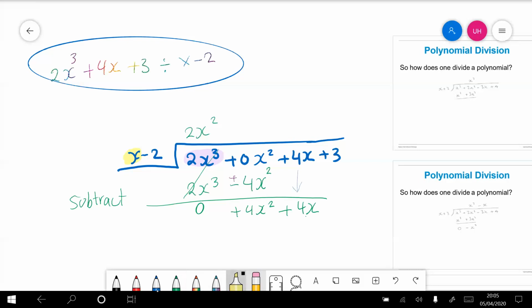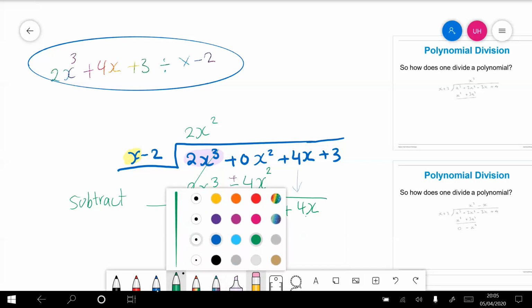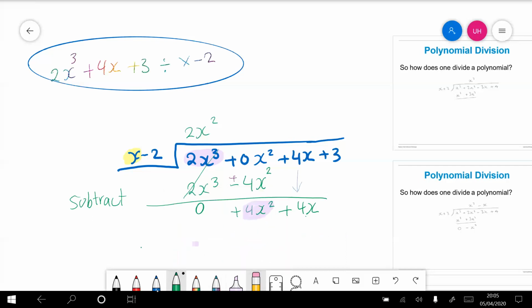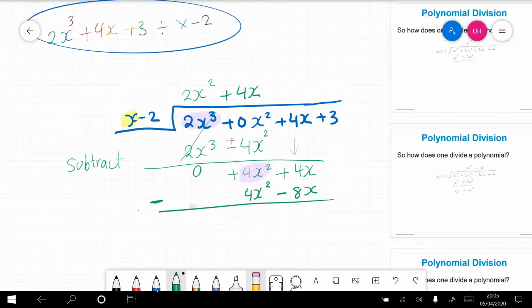And now the leading term here is 4x squared. So 4x squared divided by x is 4x. So it's plus 4x. And then we multiply 4x times x. So 4x from the top here times this yellow x is going to become 4x squared. And then 4x times minus 2 is minus 8x. And then we subtract. Easy takeaway.